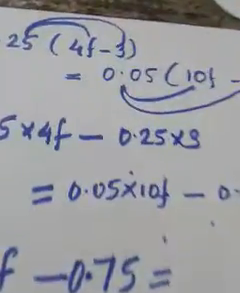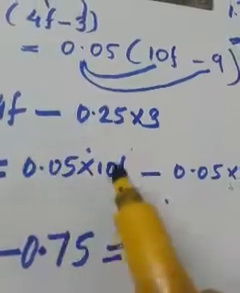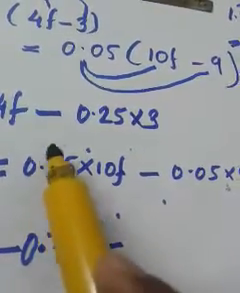Okay. So here we can apply that property. What is 0.05 into 10? Here the point is here now. So the point will be here now.